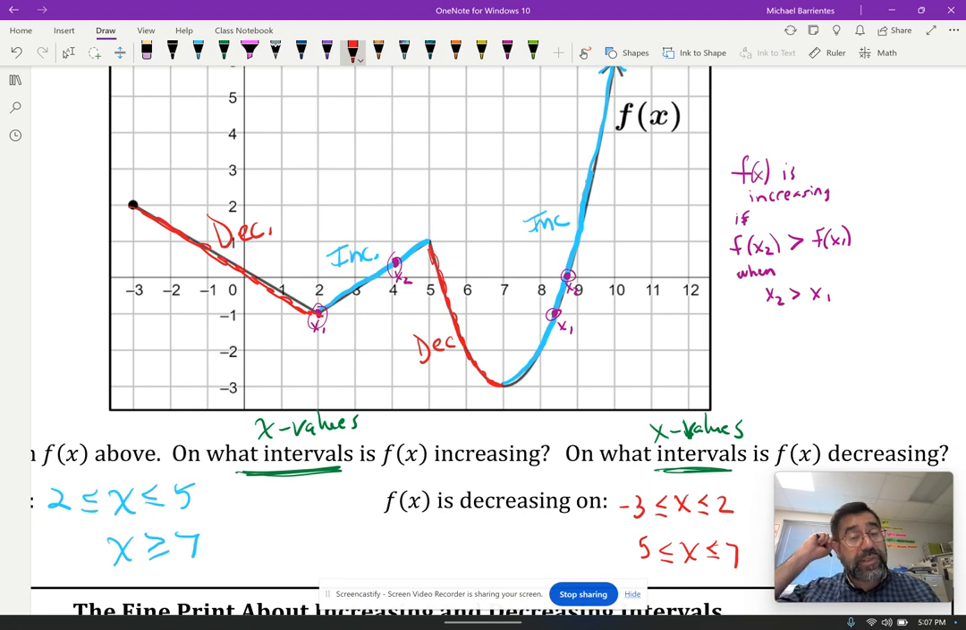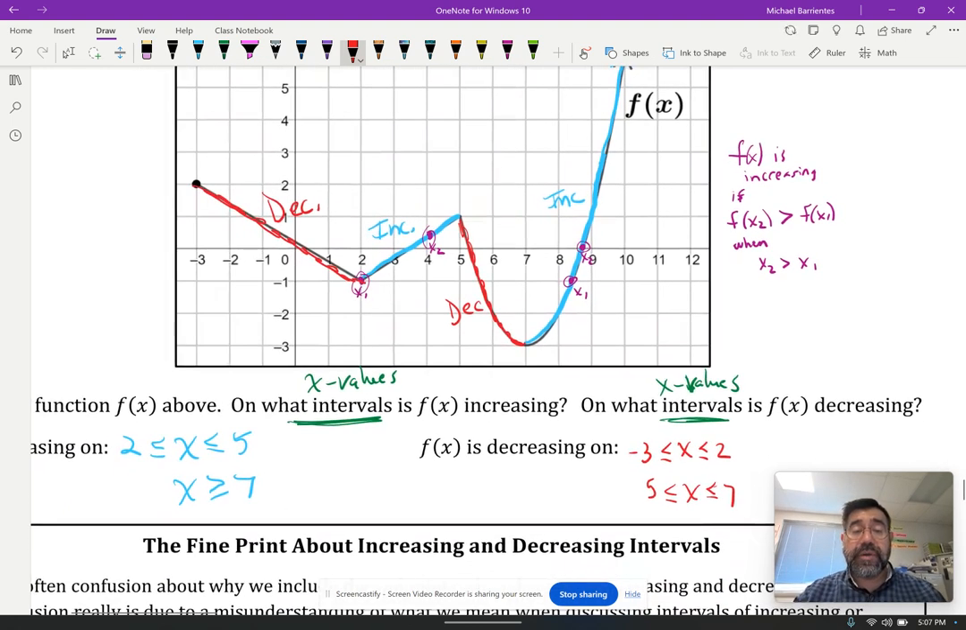So my blue parts are where it's increasing. These are my intervals of x where the function is increasing. My red parts on the graph are where the function is decreasing, it's going down, and these are the intervals on which it's decreasing. So visually, we can see where these are, right?